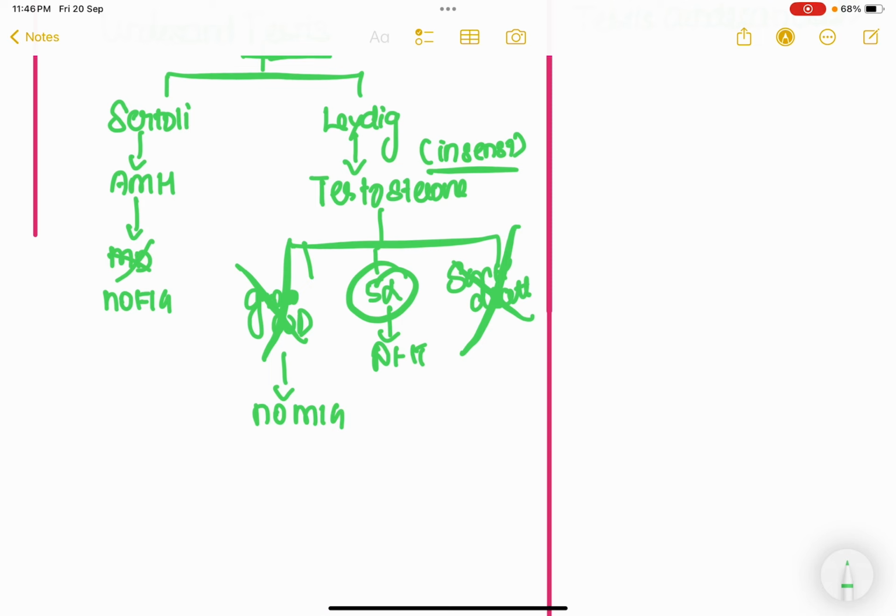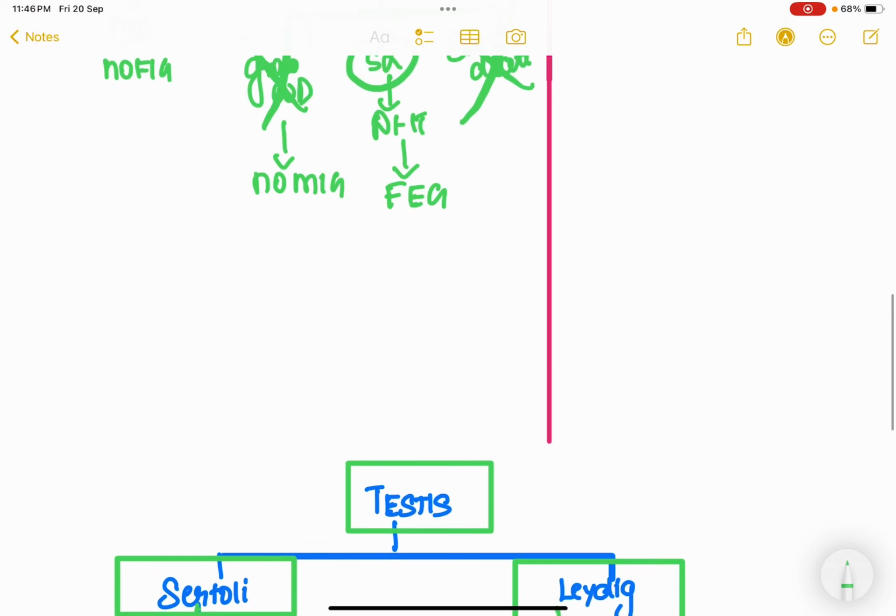Then the testosterone will never be converted into dihydrotestosterone because of the insensitivity. So, since dihydrotestosterone is not present, the external genitalia has the natural tendency to form the female external genitalia. So let us conclude here. The external genitalia is going to be female external genitalia, since it has the natural tendency to form female external genitalia in the absence of dihydrotestosterone.